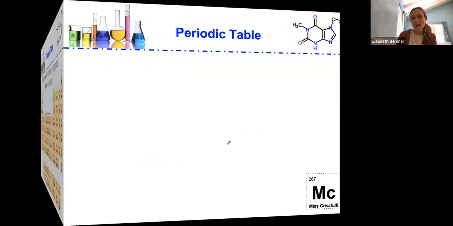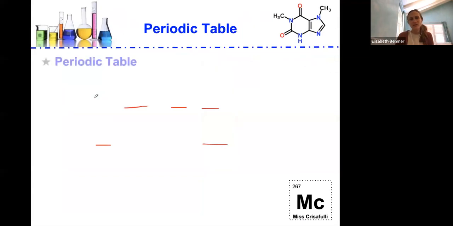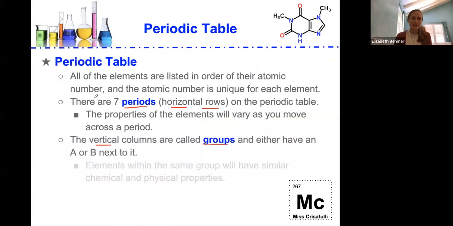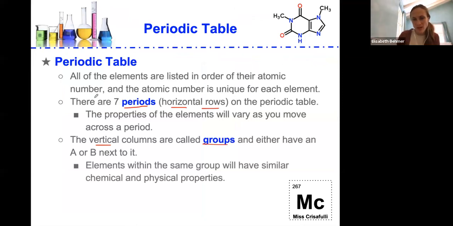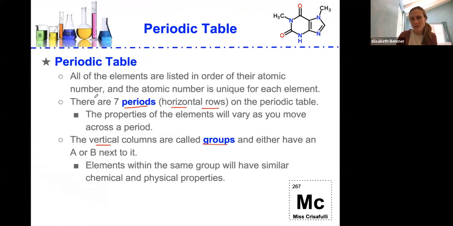So again, if we go back, the horizontal rows are called periods, and the vertical columns are called groups. And you can see each vertical column has an A or a B next to it. So just keep that in mind. Elements within the same group will have similar chemical and physical properties, and we'll go more into the periodic table as we move forward in this course.